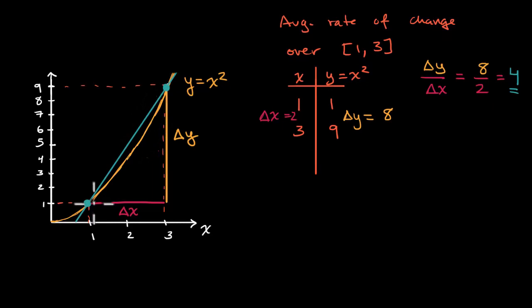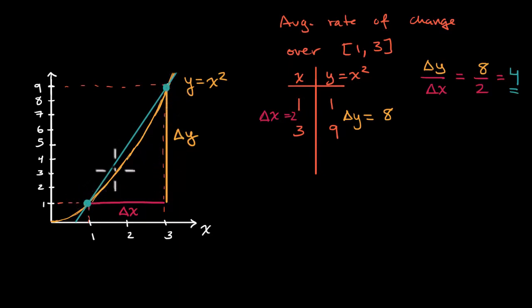Is it the exact rate of change at every point? Absolutely not. The curve's rate of change is constantly changing. It's at a slower rate of change in the beginning part of this interval, and then it's actually increasing at a higher rate as we get closer and closer to 3. So over the interval, their change in y over the change in x is exactly the same.